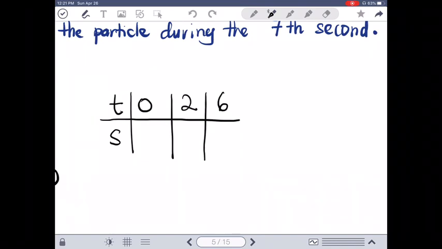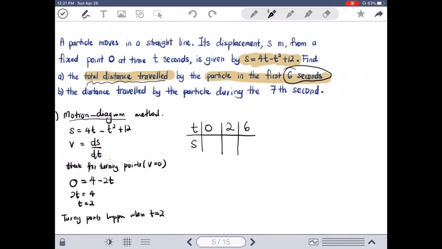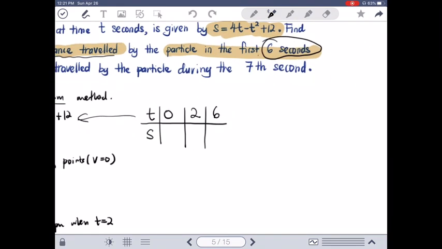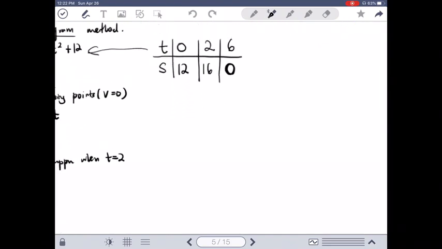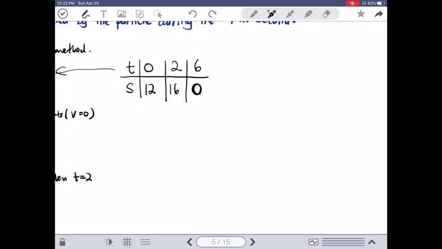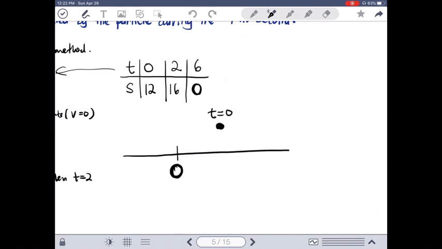So when T equals 0, insert that value into the S function, we will get 12. And for 2 we will get 16, and for 6 we will get 0. Now we draw our motion diagram. This is our fixed point. At t equals 0, the object will be 12 meters from O.